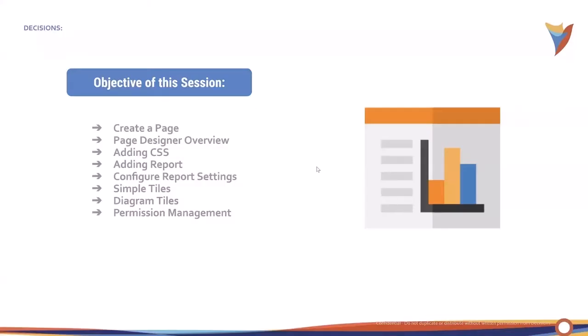We would cover how to create a page, and we will understand what the layout of a page designer looks like. We will look at how to add CSS. We will see how we can add controls on our page. We will add a report and see how we can configure a report. We'll add simple tiles and also diagram tiles. And at the end, we will look at how we can control the permission for the dashboard which we have.